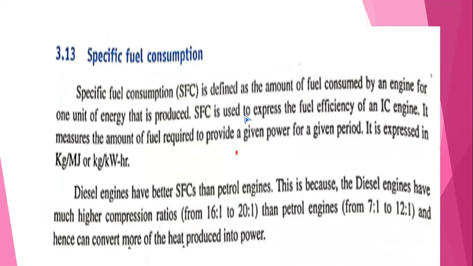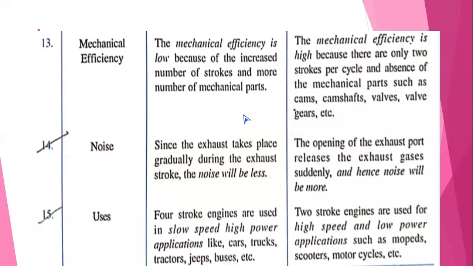Next, come to the last difference, the users: where we use the two-stroke engine and the four-stroke engine. We use a four-stroke engine in cars, bikes, trucks. Nowadays, in all the two-wheelers, cars, trucks and all the heavy vehicles, we use four-stroke engines.